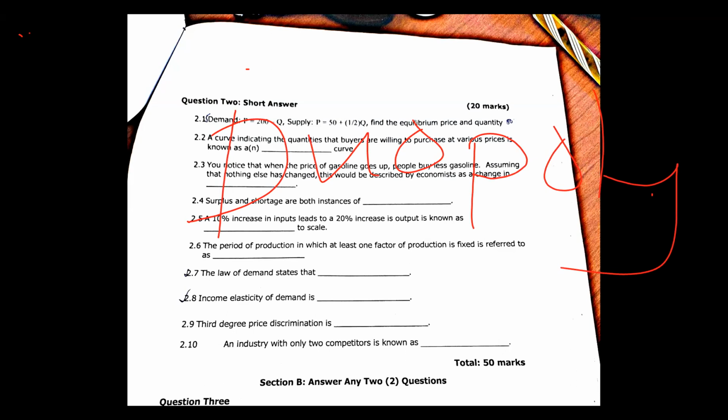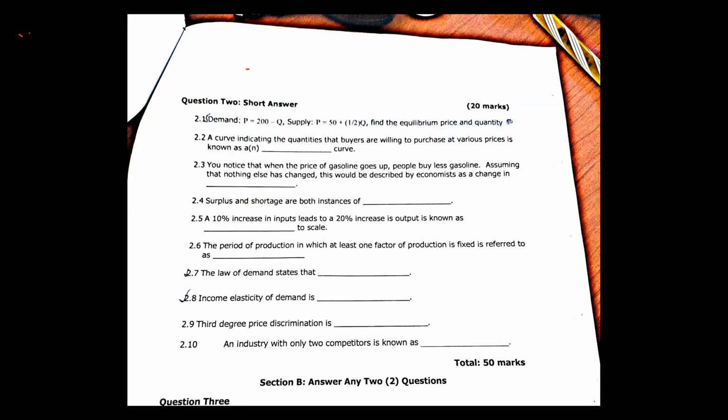Okay, let me end with the last one. The third degree price discrimination. It is when the firm charges different prices to different groups of people for the same commodity, same quality. Okay, that is third degree.